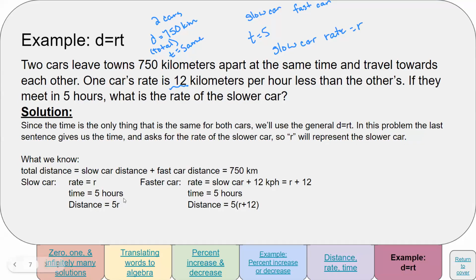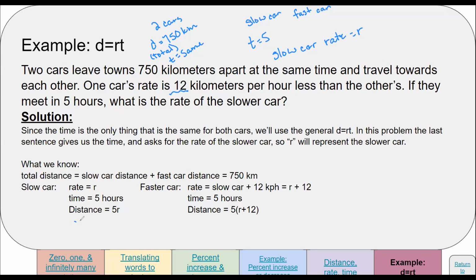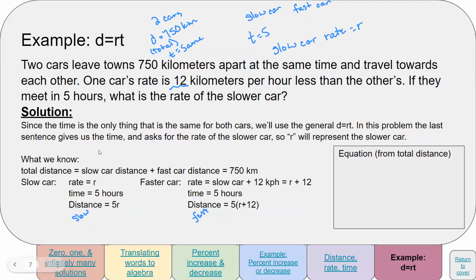I should have probably typed it, but I might update it. This is the distance of the slow car. This is my fast distance. So looking at that, the rate of the fast car is R plus 12, times 5. I'm going to put the 5 in front of the parentheses. It doesn't really matter. And then I'm going to take that first sentence, that total distance, that equation, and I'm going to put the slow car's distance and the fast car's distance into that formula.